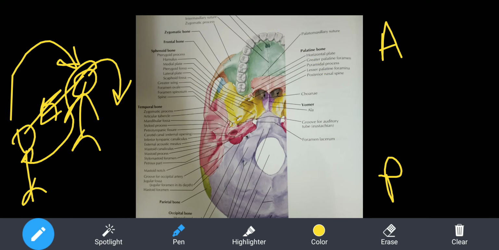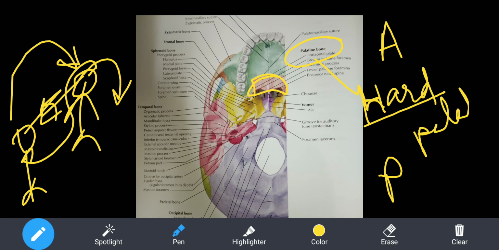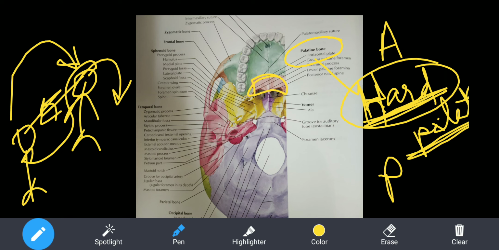And here you see this is the palatine bone, posterior part of the palate. This forms the hard palate. I had told you this experiment last time also. There are two palates, hard palate and soft palate. Hard palate is made up of the bone, and soft palate is made up of muscles, mostly smooth muscles, I'm not sure. This hard palate is made up of this palatine bone, and the soft palate is made up of the muscles which are behind.